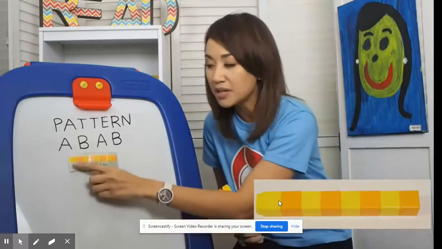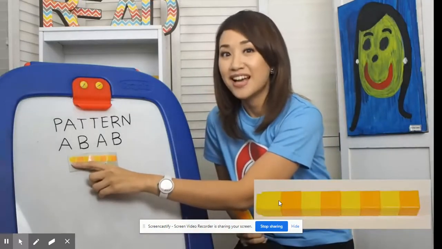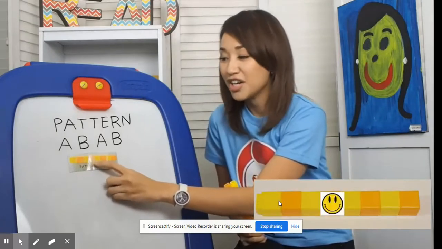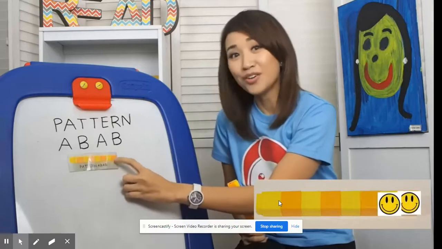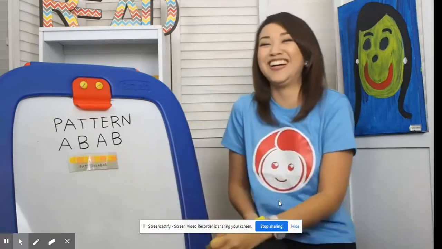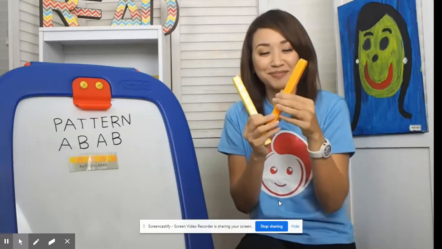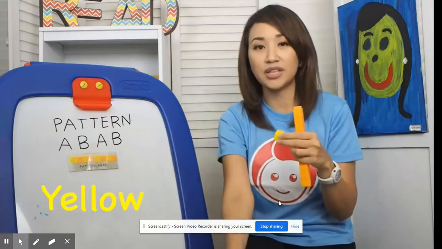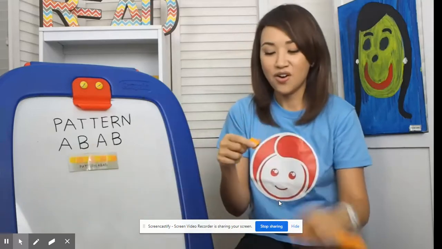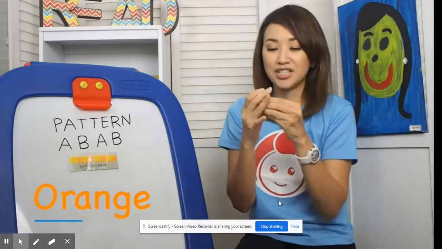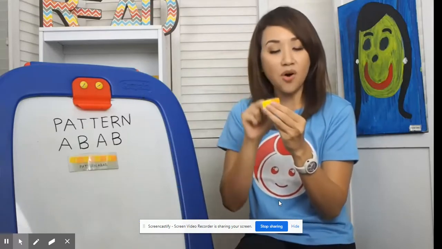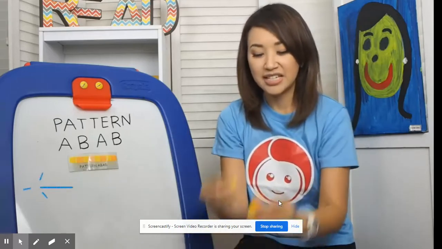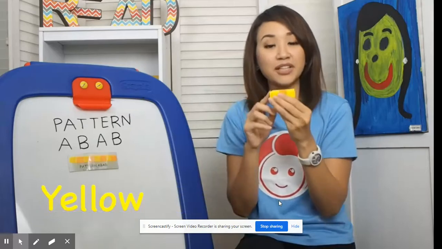Let's look at the first example. What color is this? Yellow, orange. Yellow, orange. Yellow, orange. So let's try that. So what is the first color? Yellow. What is after yellow? Orange. Let's look at the pattern. Yellow, orange. What is after orange? Very good. Yellow. Look at the pattern.